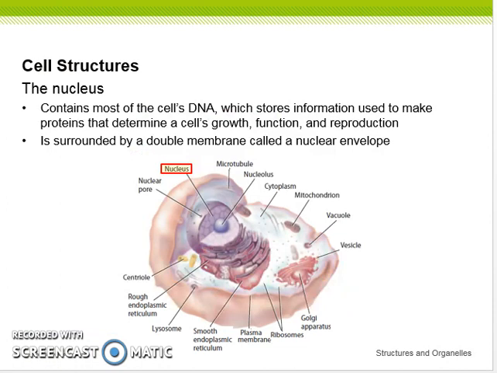So the nucleus. Next to the nucleus, you need to write the textbook page number that is located for the nucleus. Contains most of the cell's DNA, not all, which stores information used to make proteins that determine a cell's growth, function, and reproduction. Basically, it's the set of directions to the next human being, okay? It's surrounded by a double membrane called a nuclear envelope.